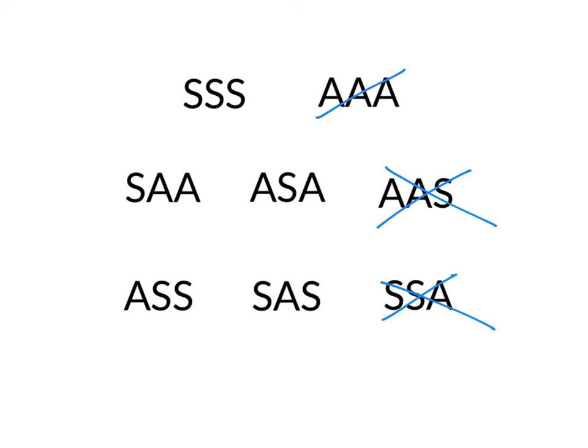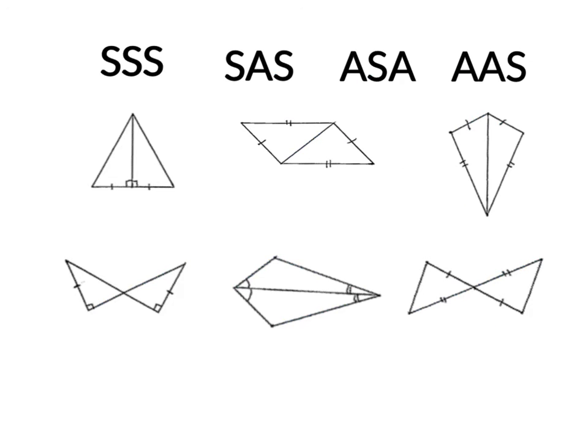And that's going to be angle, angle, angle, and angle, side, side. So there are only 4 congruency theorems: side, side, side; side, angle, side; angle, side, angle; and angle, angle, side. So which one could we use to prove congruency in each of these 6 diagrams?